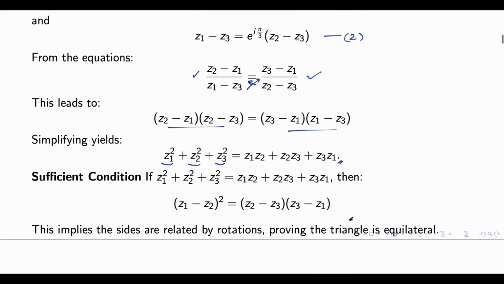Sufficient condition: if z1 square plus z2 square plus z3 square is equal to z1 z2 plus z2 z3 plus z3 z1, then we can always go back in the same way, and we are going to get this condition. When you write it in division form, you will get this form, and this implies the sides are related by rotations, proving that the triangle is equilateral. Okay.